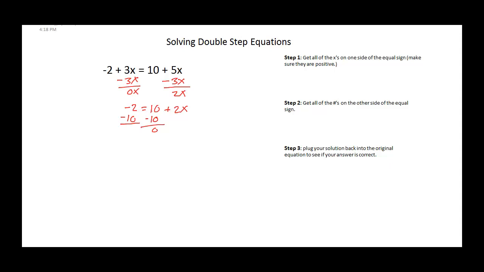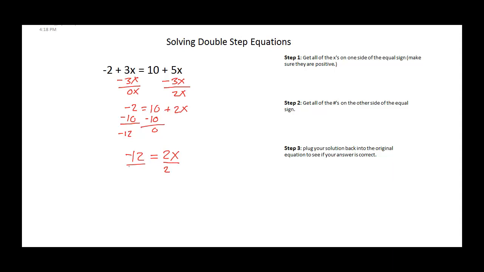Going back to my rules of arithmetic, if I'm combining two negative numbers, since the signs are the same, I just add the two numbers together and keep the sign. So a negative 2 and a negative 10, I know 10 plus 2 is 12. And since they're both negative, it's a negative 12. So my new problem right here is going to be negative 12 equals 2x.